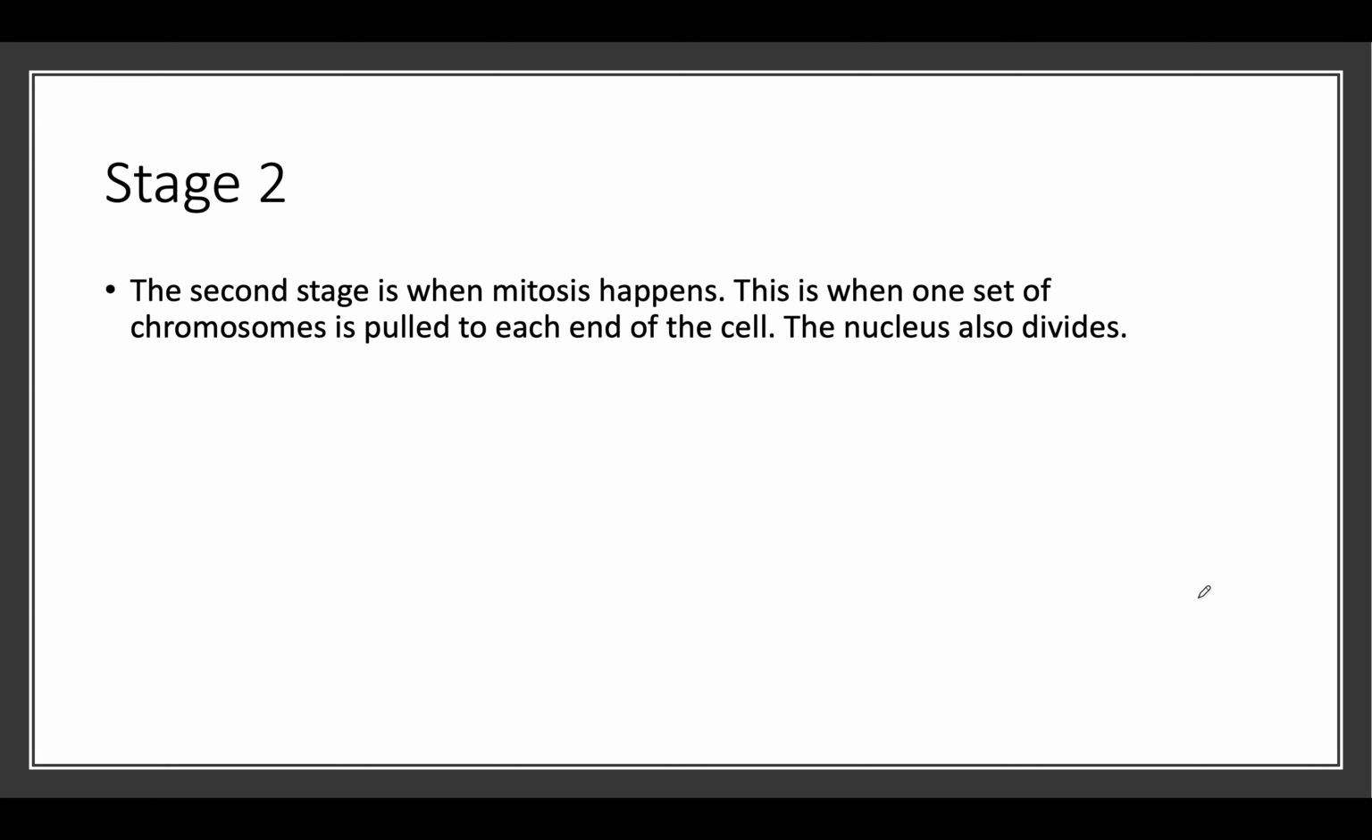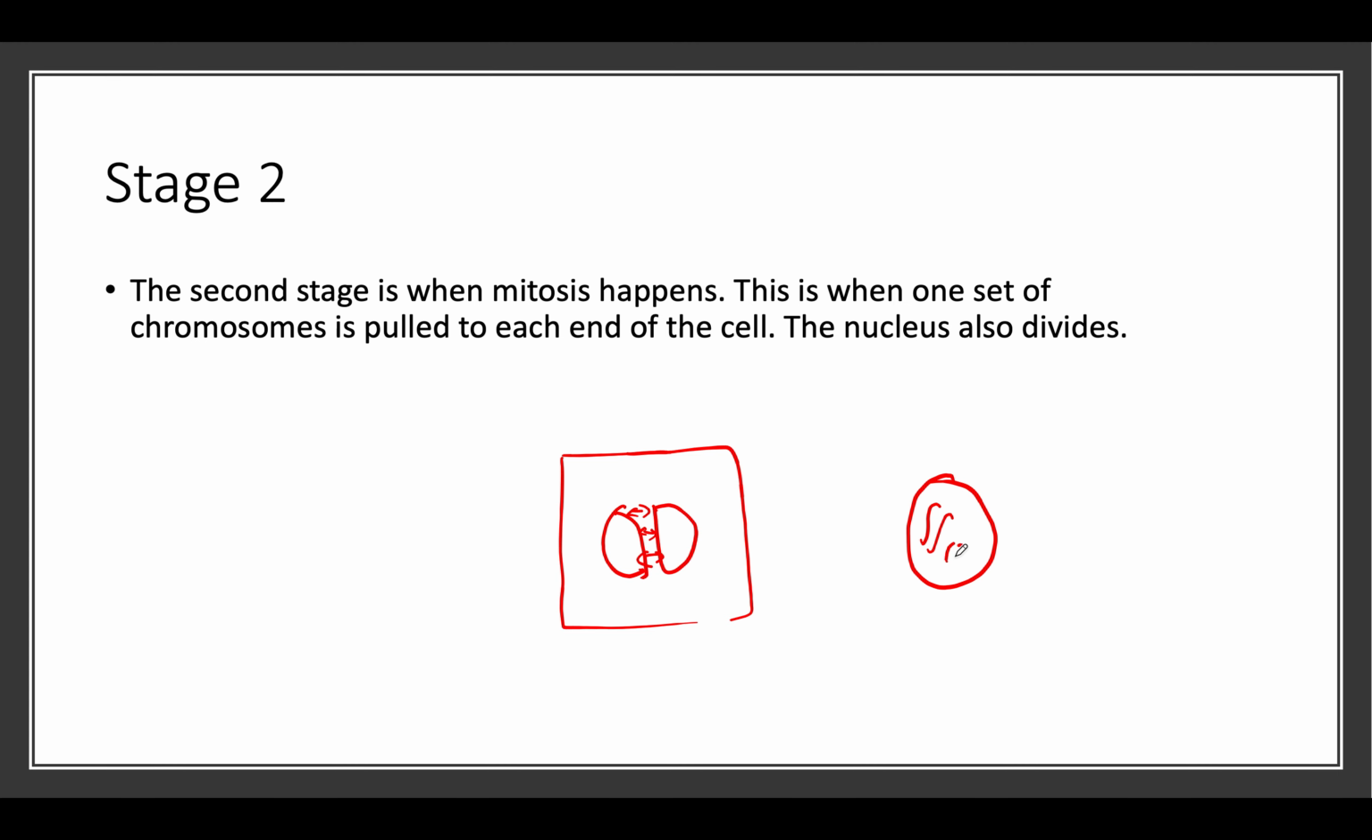In the second stage, this is when one set of chromosomes is pulled to each end of the cell and the nucleus also divides. So let's say this is our cell. So the nucleus begins to divide. So let's say the nucleus begins to pull apart, it divides, and the chromosomes, I'll draw it over here in the nucleus, the chromosomes are pulled to each end of the cell.